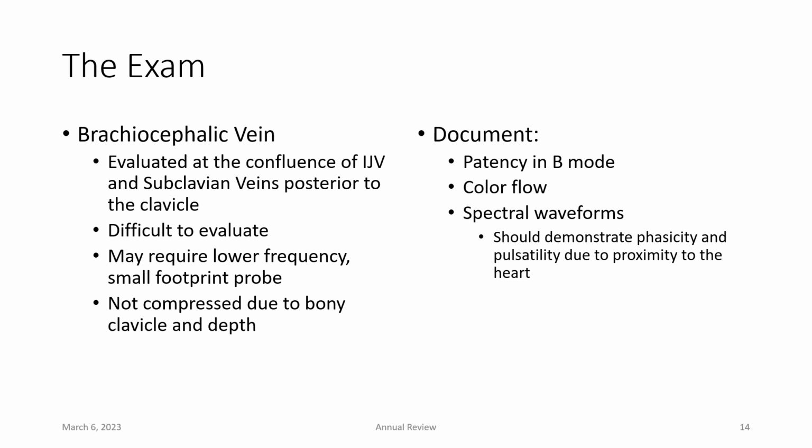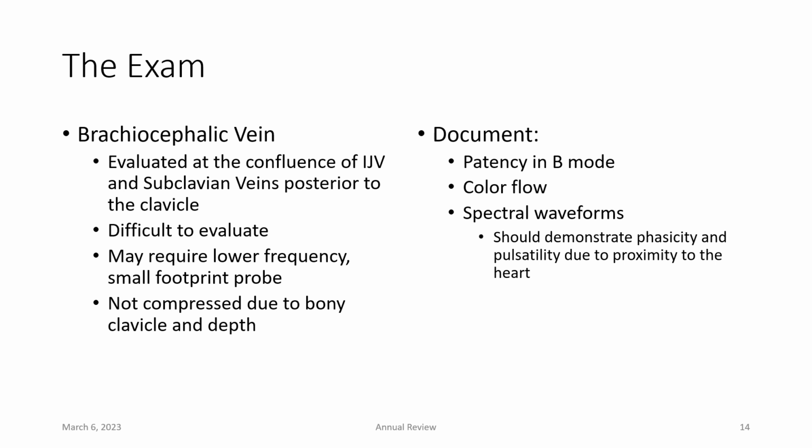Again, this cannot be compressed because of the bony anatomy around it. So what we're going to do is document it in B mode and make sure that you have your gain settings appropriately set to identify the vessel. And then you can have your patient do something called a sniff test. So you have them purse their lips closely together and take a big, quick breath in. And when that happens, it increases that thoracic pressure enough that if that vein is patent, you should see it compress.